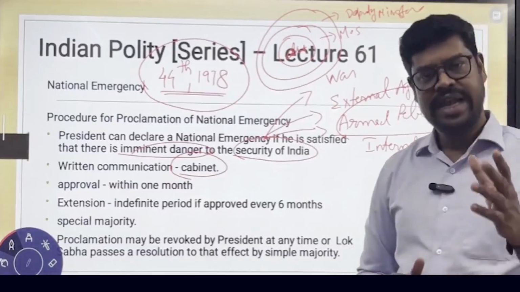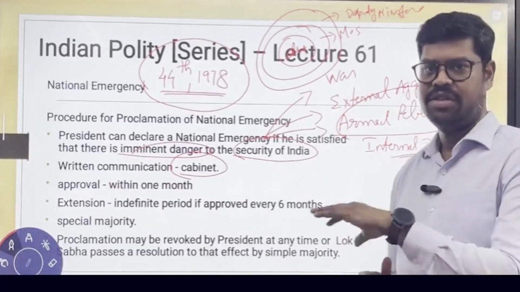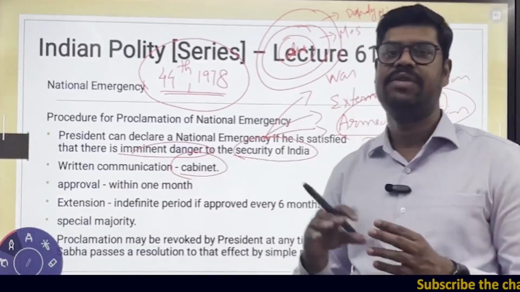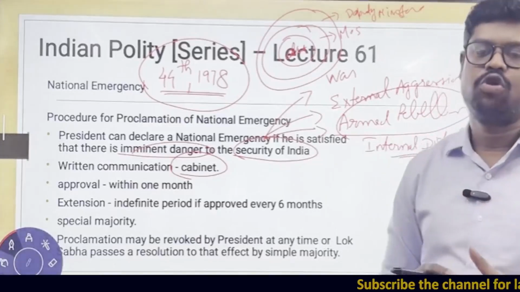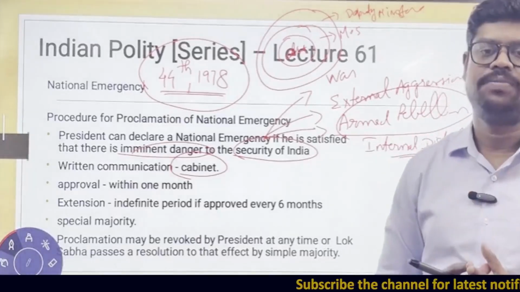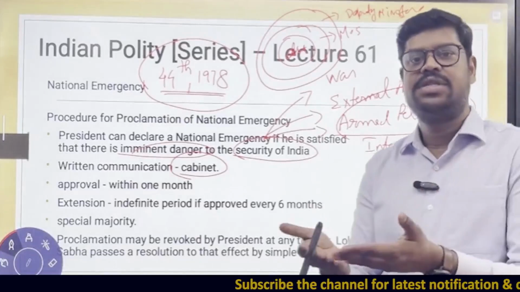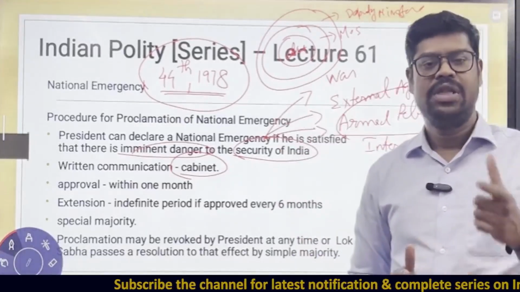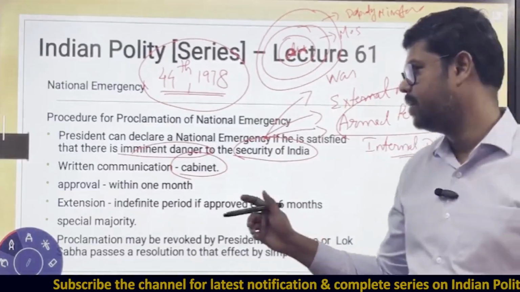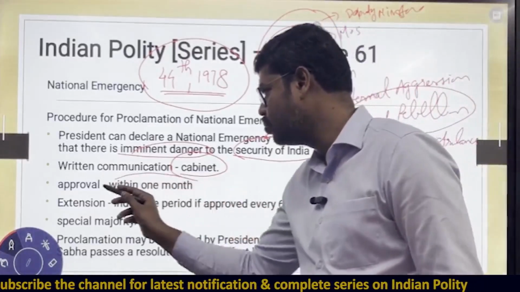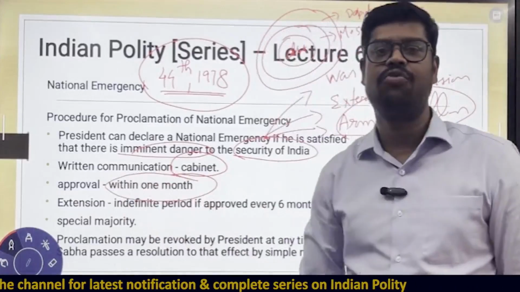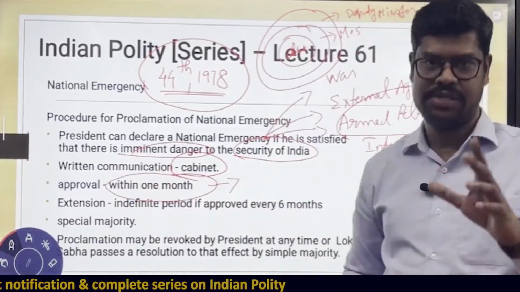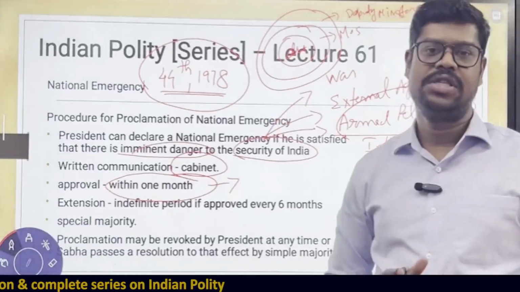And then the second important change that has been made is, once the written recommendation is given by the cabinet, the president can proclaim a national emergency, and that is not final. Once a national emergency is proclaimed by the president, it has to be approved by the parliament. And within what time does it have to be approved by the parliament? It has to be approved by both the houses of the parliament within a period of 1 month. That means it has to be approved within 30 days after the emergency is proclaimed.